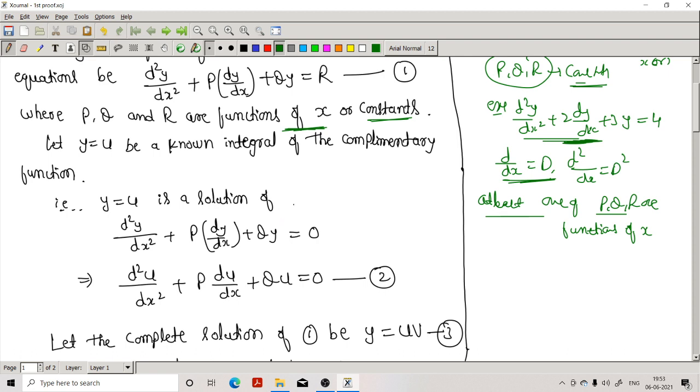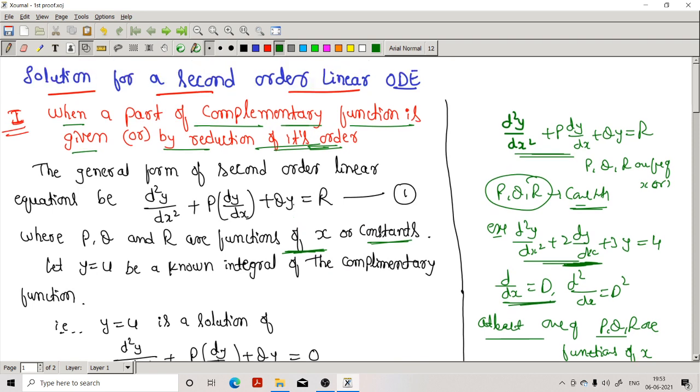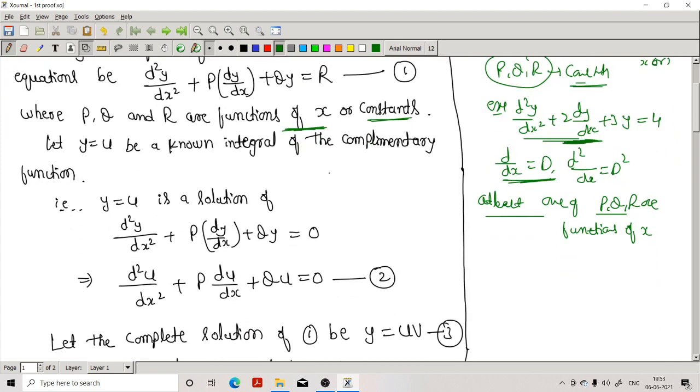Otherwise it is also useful, but instead of this method we can use many other methods. So first, the name of this method is 'when a part of the complementary function is given'. First, we must know what we mean by complementary function.